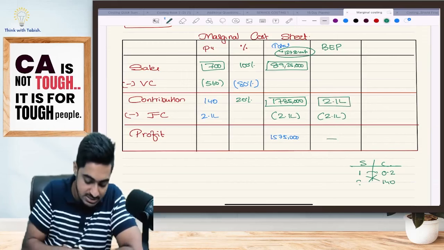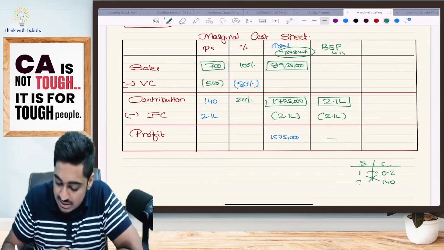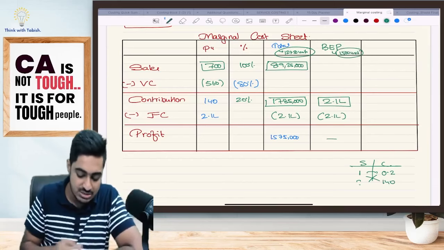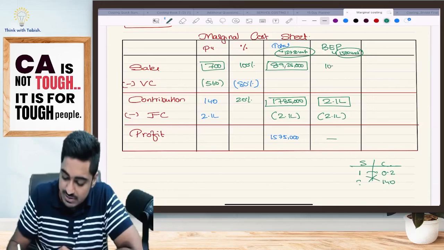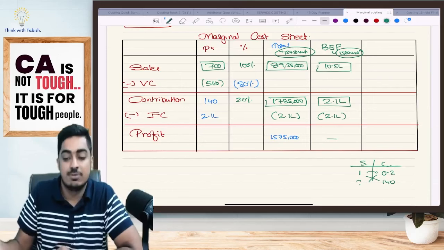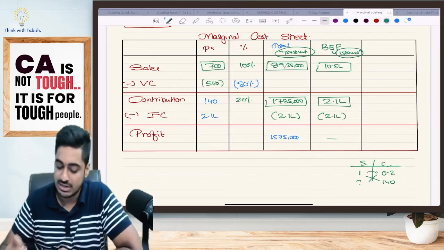How much is it giving me, sir? 1 unit is giving me 140. That means how many units should I be selling? 1,500 units I should be selling. Yes or no? 1,500 units I should sell. Every item at what price am I selling? 700. That means 10.5 lakh will be my BEP sales. If you want it directly, I have 2,10,000, which is nothing but 20%. Divide by 20% also gives 10 lakh 50.